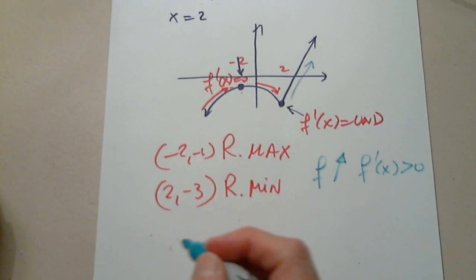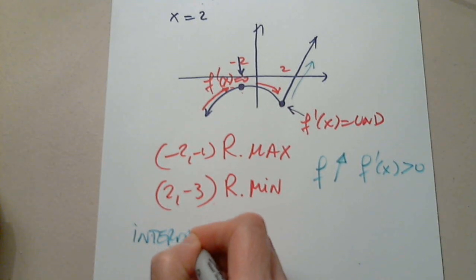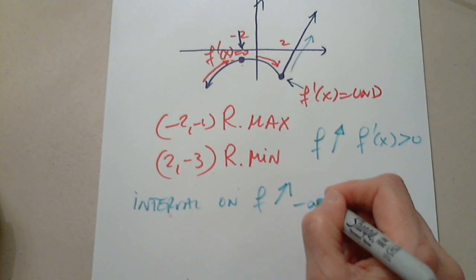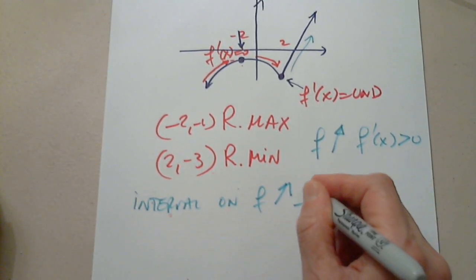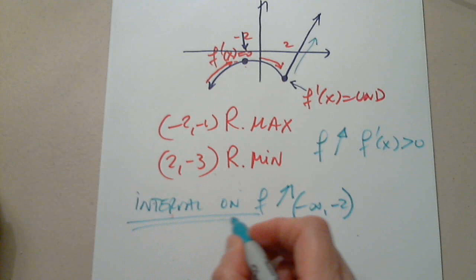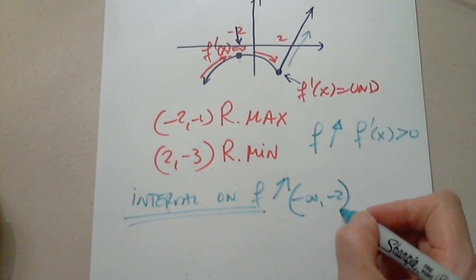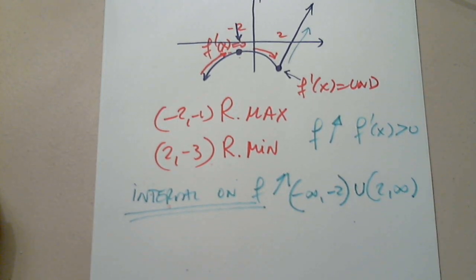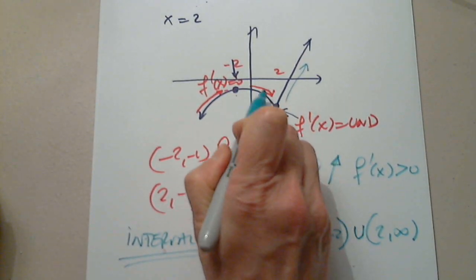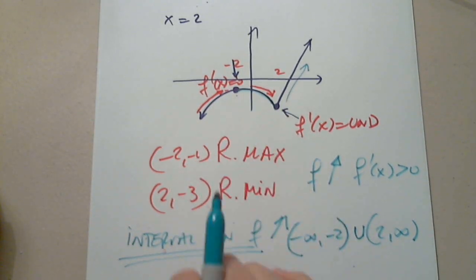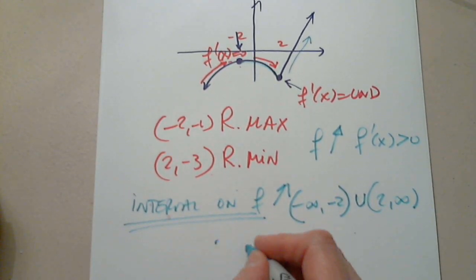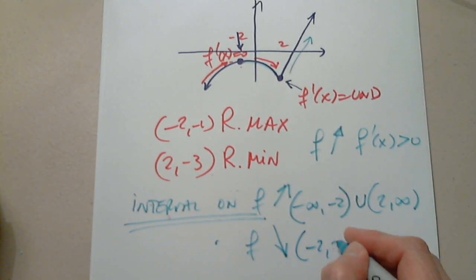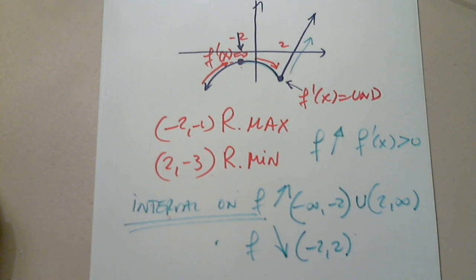What is the interval of increasing? Interval on which f is increasing: -infinity to -2, union 2 to infinity. We do not use brackets for intervals of increasing or decreasing. Everything is parentheses. When the derivative, or the slope of the tangent line, is negative, that is the interval on which f is decreasing, no brackets: -2 to 2.